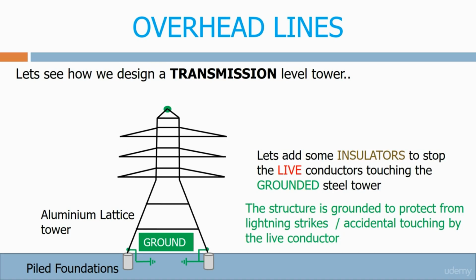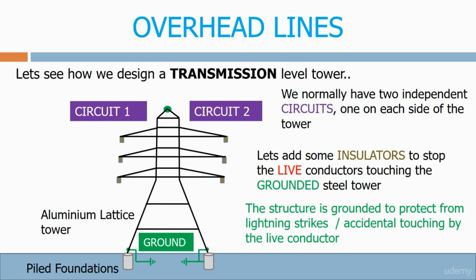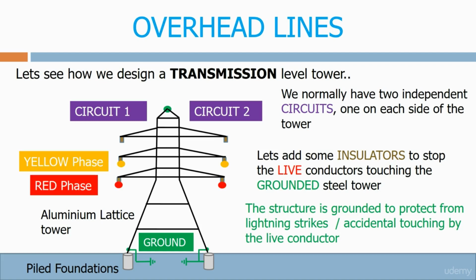Let's add some insulators to stop the live conductors touching the grounded steel tower. We normally have two independent circuits, one on each side of the tower. We have a red phase conductor, a yellow phase conductor, and a blue phase conductor.